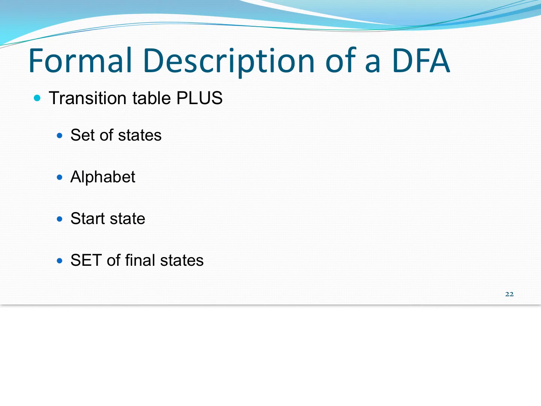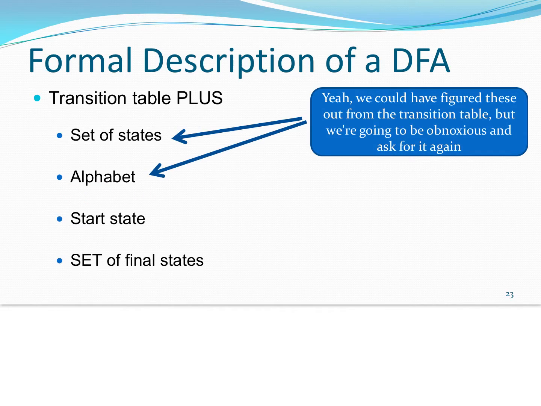So here's what our formal description of a DFA is going to include. It's going to include that transition table we've been talking about. It's also going to include a set that contains all the states that are in our DFA and another set that has our alphabet for our DFA. Now, of course, we could have figured out both of these things just by looking at the transition table, but we're going to specify them just so that it's really stated clearly.